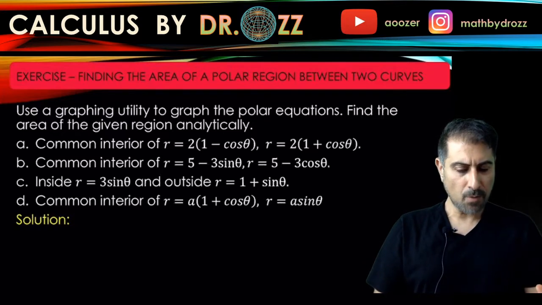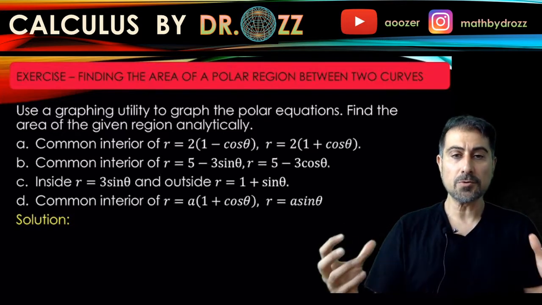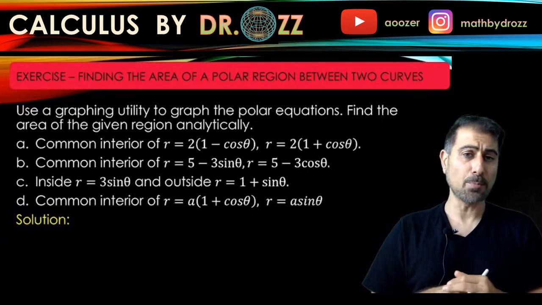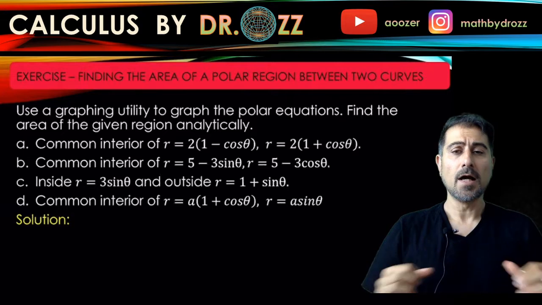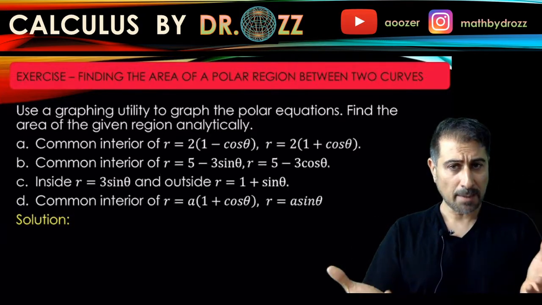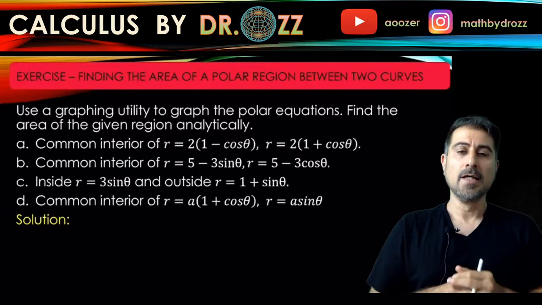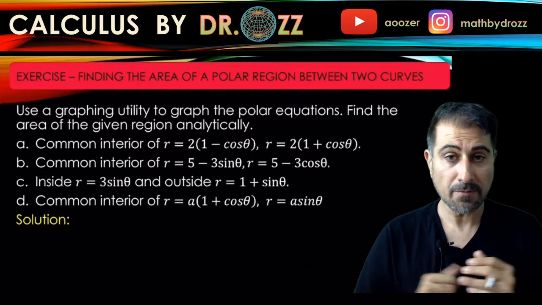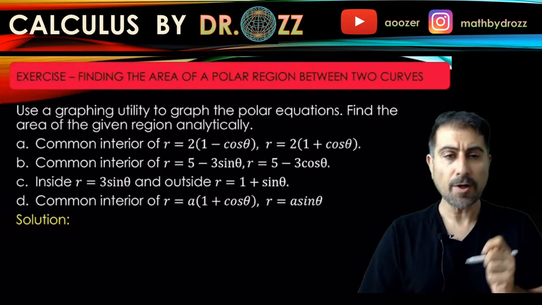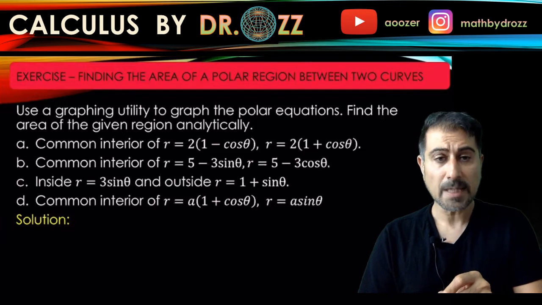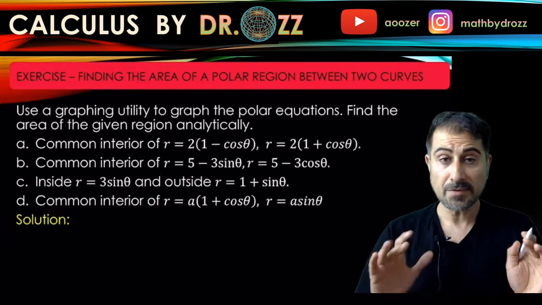Since we have two different curves, we first need to find the intersection points to be able to pinpoint these regions. It says common interior, so you want to know exactly where this happens. Since it's a common interior, the curves intersect, obviously. So please go ahead and graph these two curves in the same plot. And you can pause the video anytime.